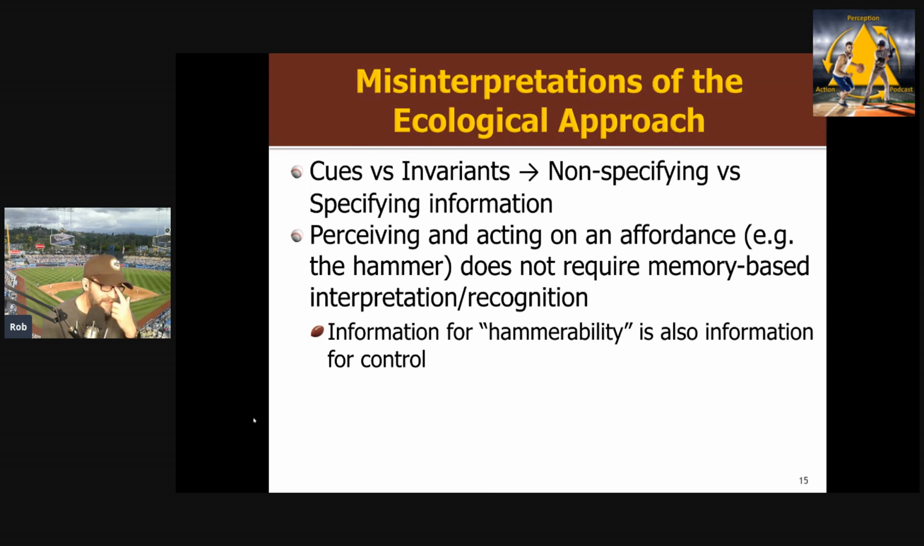And the hammer example, as I said, I didn't like that at all, because when I perceive hammerability, the information I use to perceive that the tool affords hammering is the same information I can use to control the act of hammering, right? Where to put my hand, how to do it. I don't need to add an extra stage where I'm recognizing or pulling out of memory, right? I don't need that at all. So those are the main issues for me.